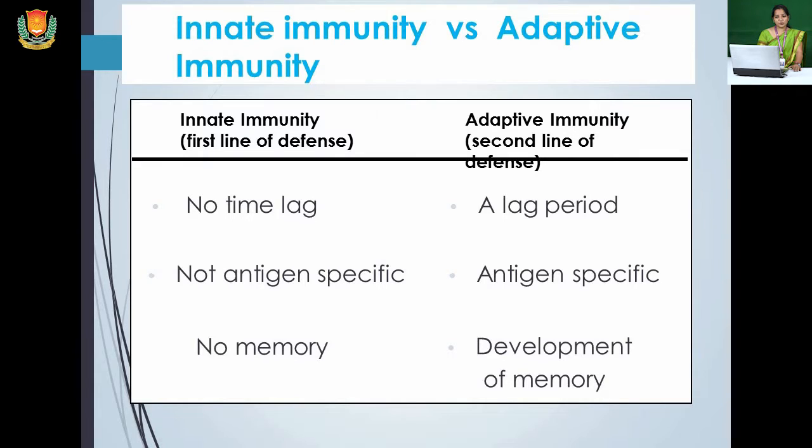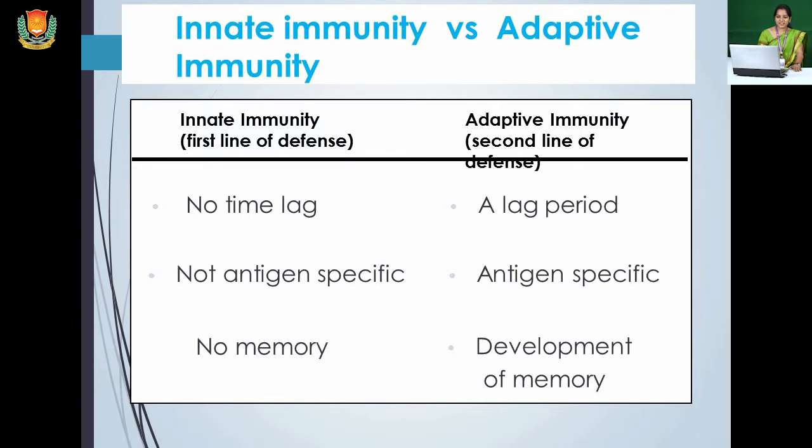So now innate and adaptive immunity, as I've already discussed, can be differentiated. Innate is the first line of defense. As I told you, innate means inborn. Adaptive is acquired with the actual invasion of the pathogen, so it is a second line of defense. Since innate is the first line of defense, it is non-specific. It is not antigen specific. It is an immediate response and it has no memory.